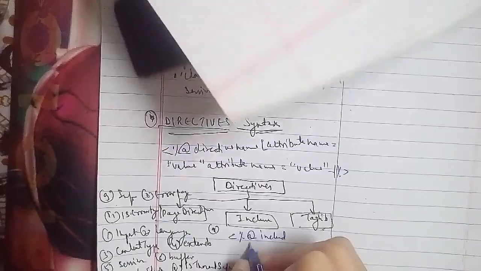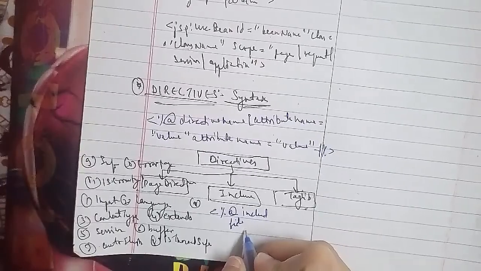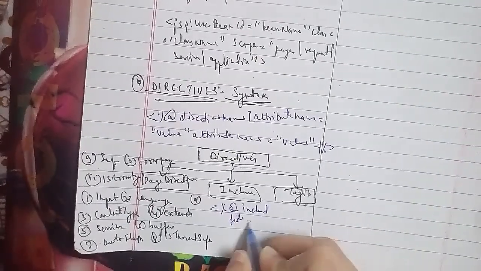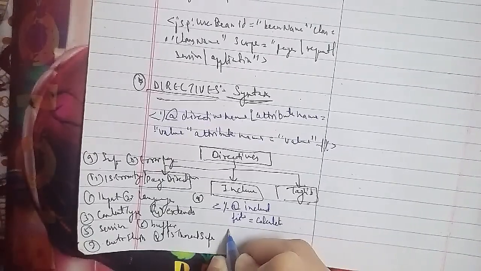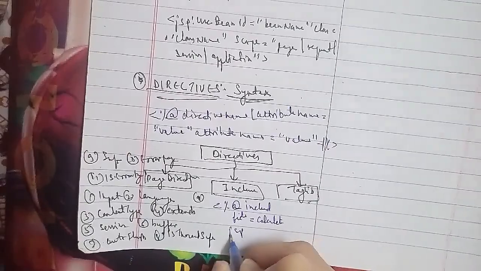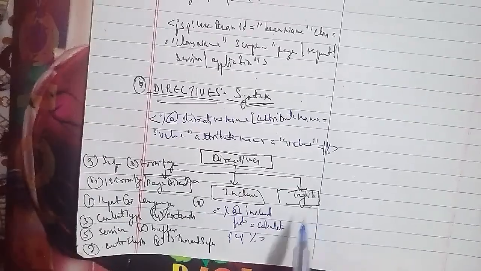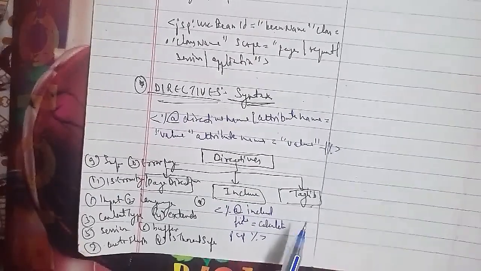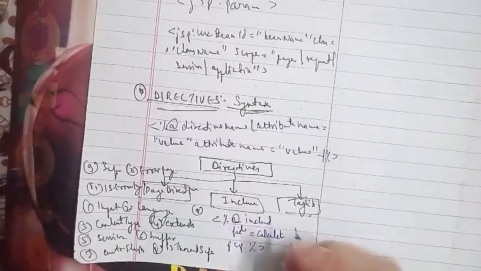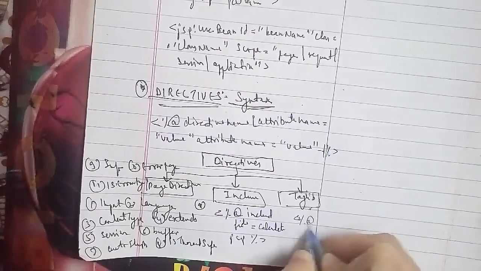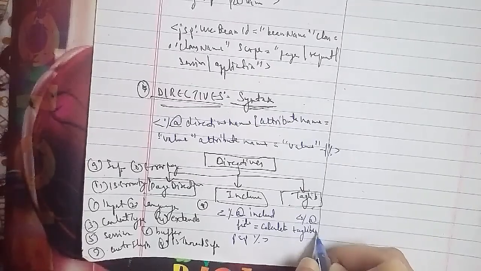And for the taglib directive, this directive basically allows the user to use custom tags in the JSP, and custom tags are those which are created by the user. For that we have <%@ taglib uri="mytaglib" prefix="sampletag" %>. So this is used for the taglib as well.